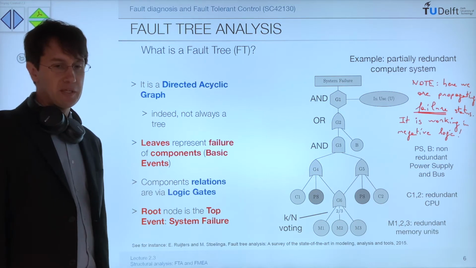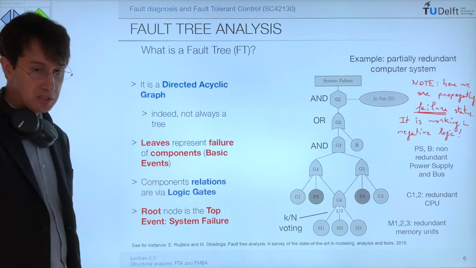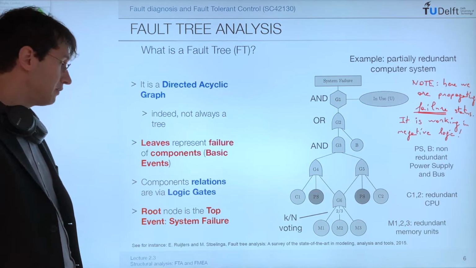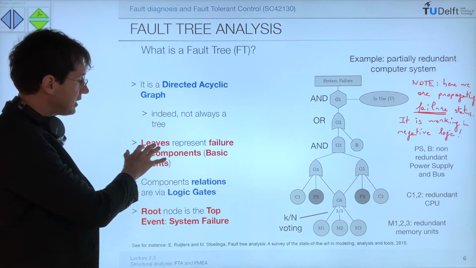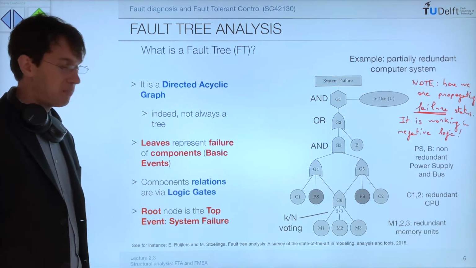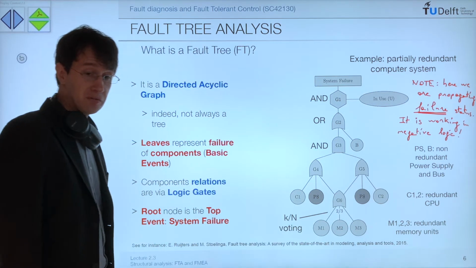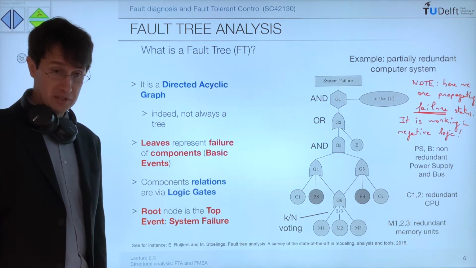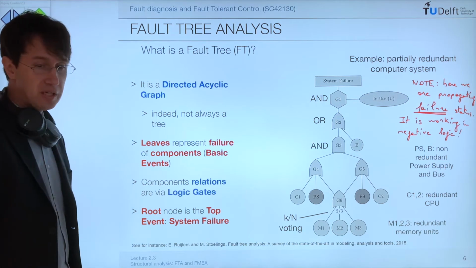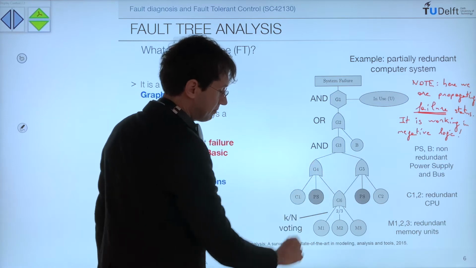What is encoding this graph? So this graph has nodes that are called, in this case, leaves. And these leaves represent failure of a given component. So in the previous example, we had leaves representing the failure of the power, or the switch, or the light bulb. We have also other nodes that are logical gates.